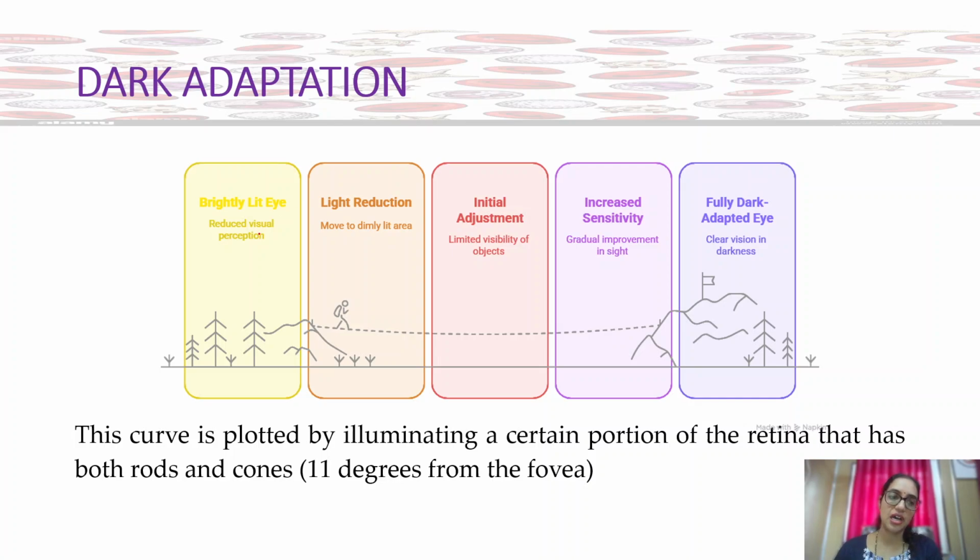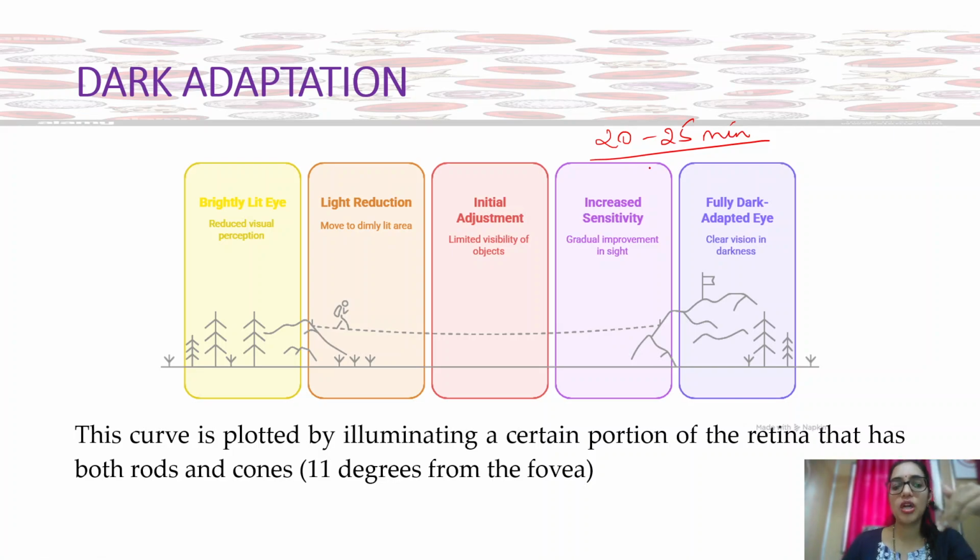So what happens in dark adaptation? When an individual enters a dimly lit room from a brightly lit area, he finds it a little difficult in the initial period, and after the time of dark adaptation, that is around 20 to 25 minutes, the visual acuity improves. So the increase in sensitivity with time due to activation of rods is known as dark adaptation.